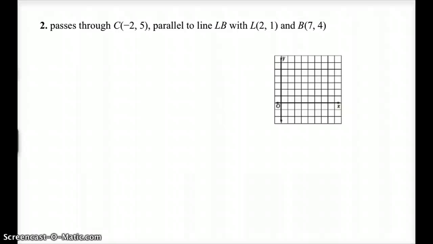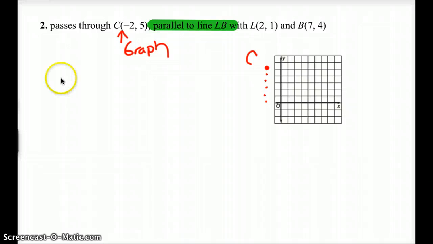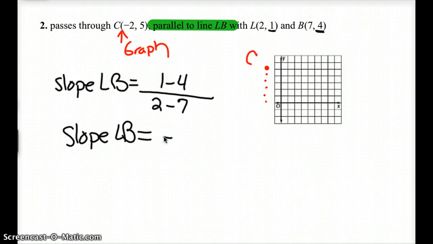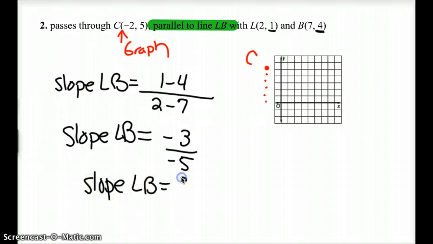I need my line to pass through C at negative 2, 5. So, again, I need to graph this. I'm off. Go out extra 1, sorry guys, and go up 5. 1, 2, 3, 4, 5. And that's your C. This time you need parallel to LB. So you need to find the slope of LB. So take your y's and subtract them. 1 minus 4. And then take your x's and subtract them. 2 minus 7. All right, so now your slope, communicating again, not m, but slope of LB, that's negative 3, and 2 minus 7 is negative 5. Now when you have a negative on the top and a negative on the bottom, then that becomes positive, people. So my slope of LB is 3/5.